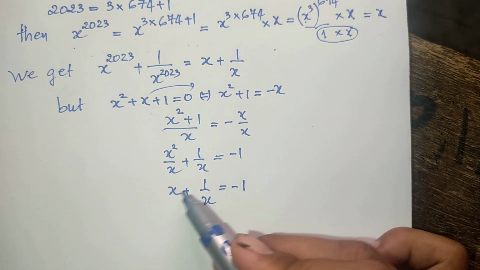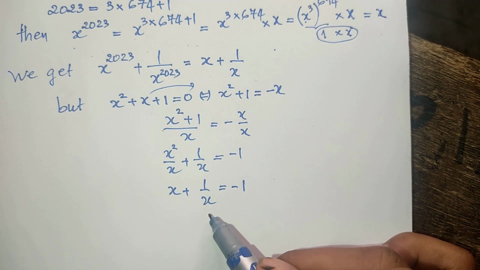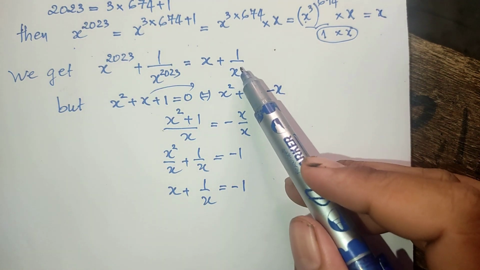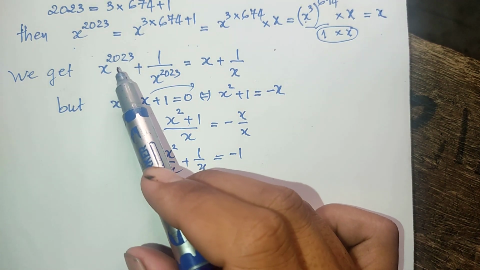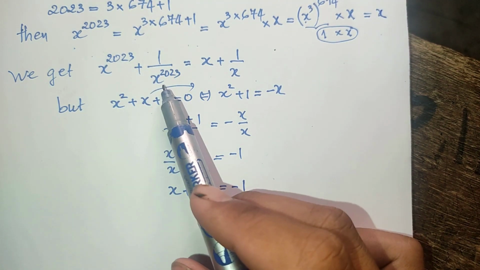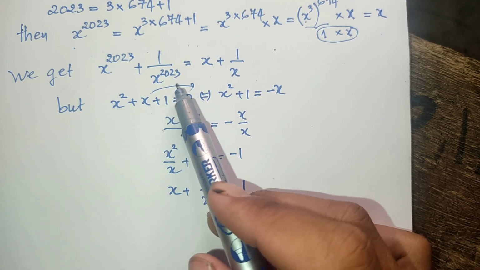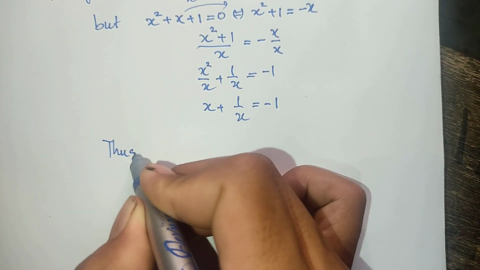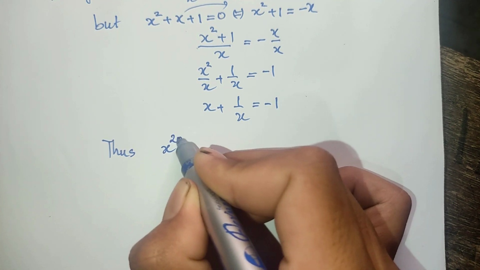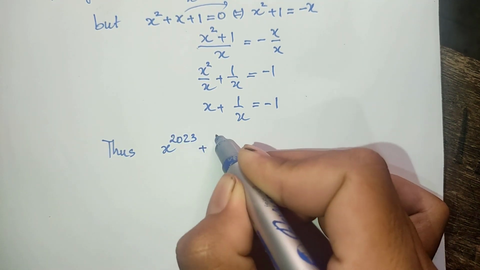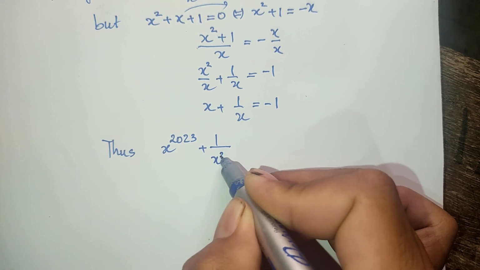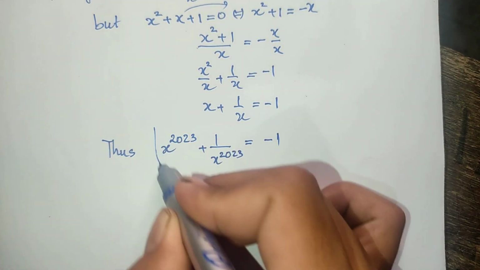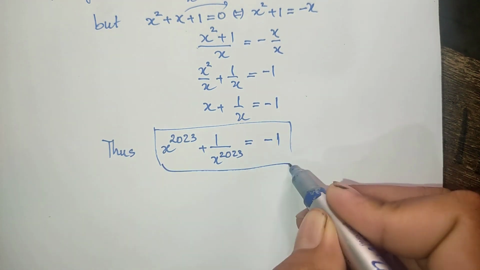So now we get the value of x plus 1 divided by x. It is the same as finding the value of x power 2023 plus 1 divided by x power 2023. So x power 2023 plus 1 divided by x power 2023 is equal to minus 1. This is our solution.